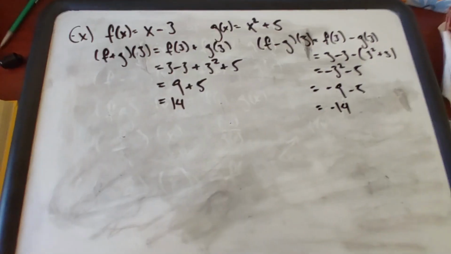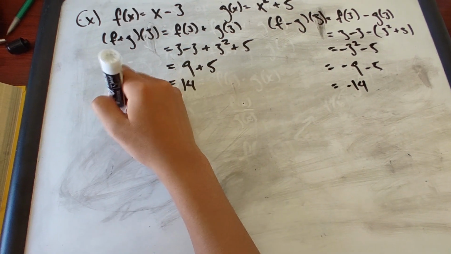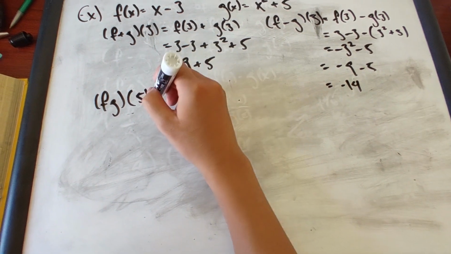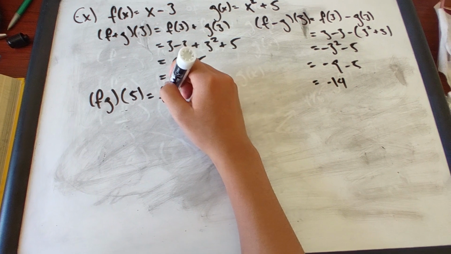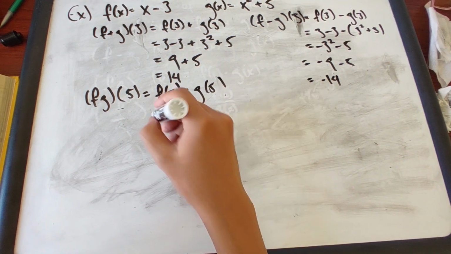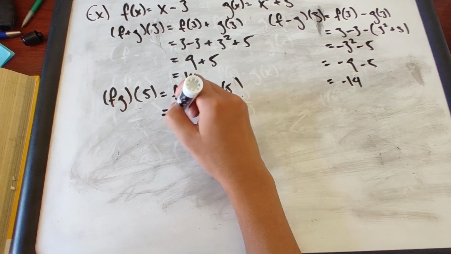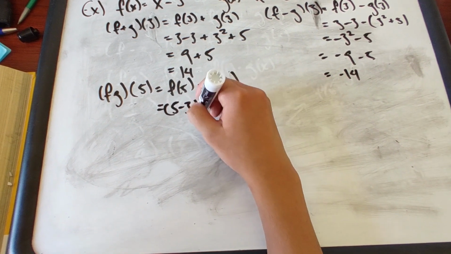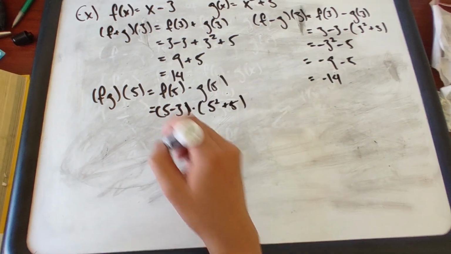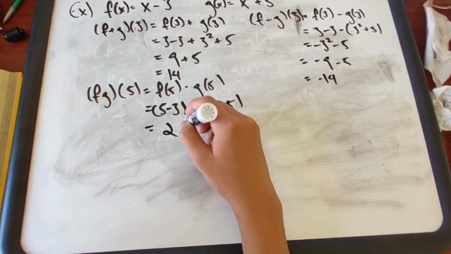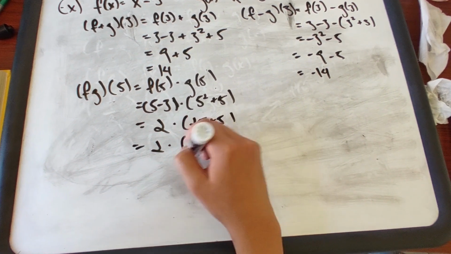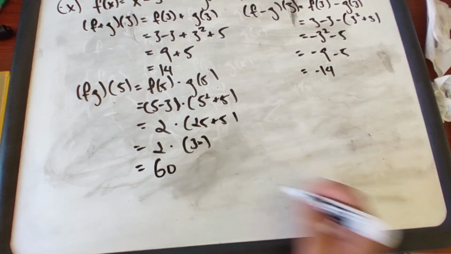Alright, so let's move on to the multiplication one. F times g. In this case, instead of using 3, let's try using 5. So it'll be f of 5 times g of 5. And when you substitute it in, it'll be 5 minus 3 times 5 squared plus 5. And when you simplify this, it'll be 2 times 25 plus 5, 2 times 30. That'll give you the value of 60.